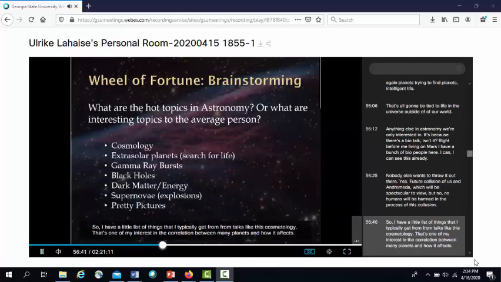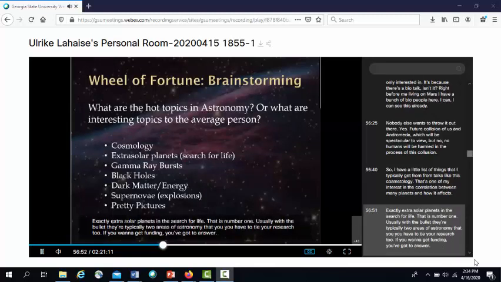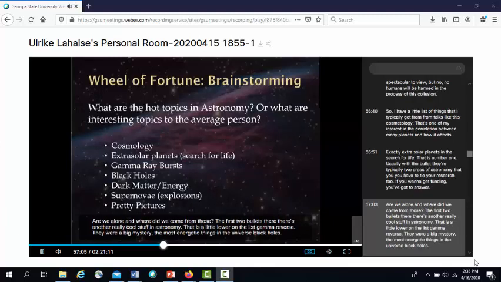So I have a little list of things that I typically get from talks like this. Cosmology, that's one of my interests, the correlation between many planets and how it affects us. Exactly, extrasolar planets and the search for life. That is number one, usually with a bullet. There are typically two areas of astronomy that you have to tie your research to if you want to get funding. You've got to answer, are we alone? And where did we come from? Those are the first two bullets there.